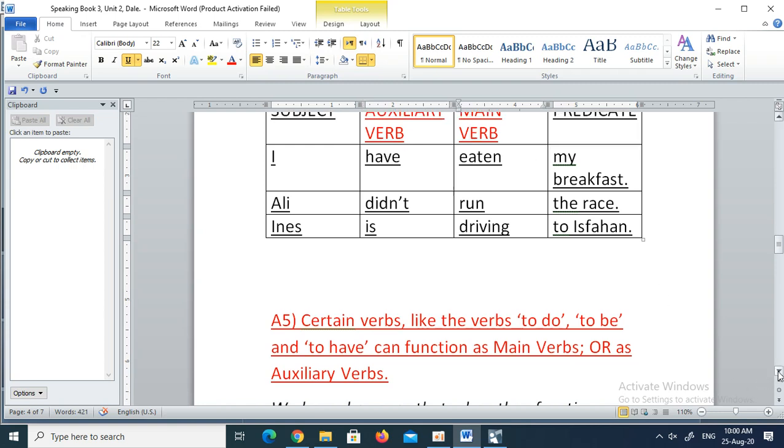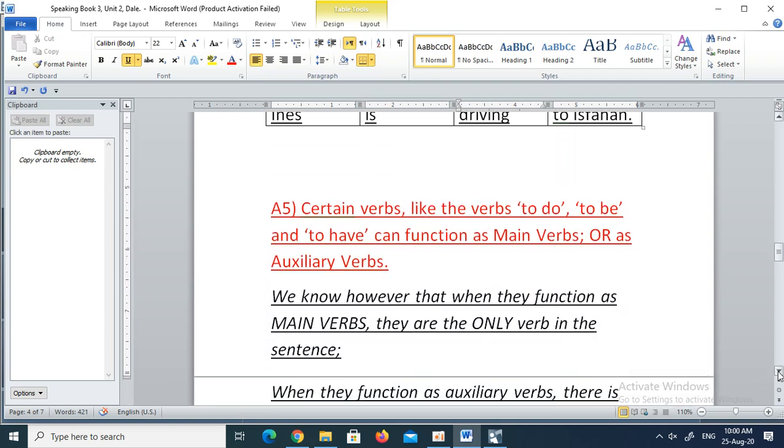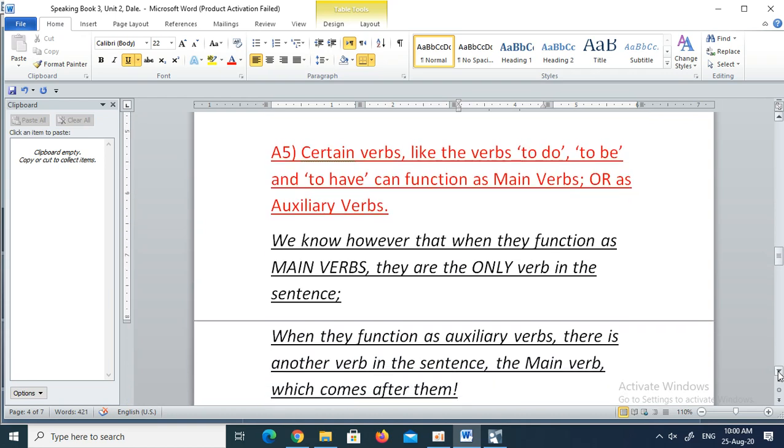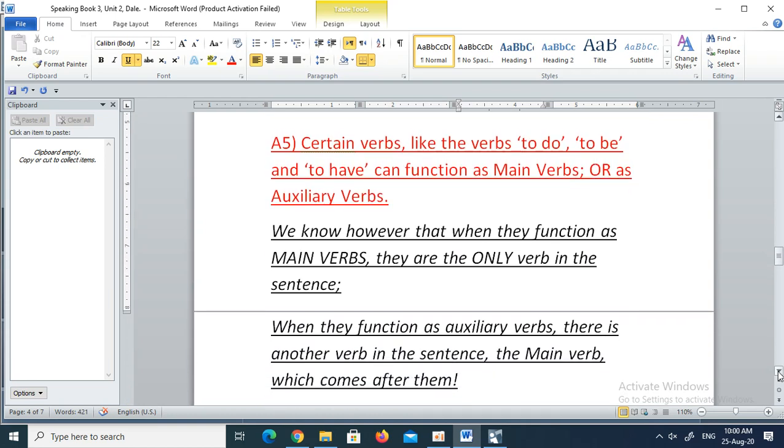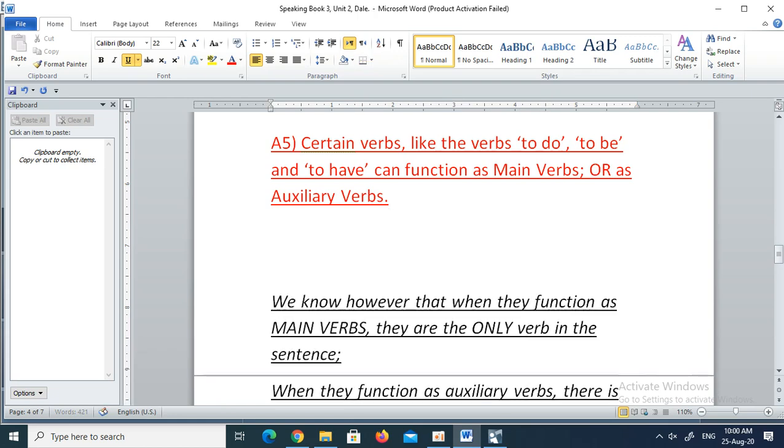Now, last video rather, we went into the fact that certain verbs function as auxiliary verbs, and we covered the verbs to do, to be, and to have.